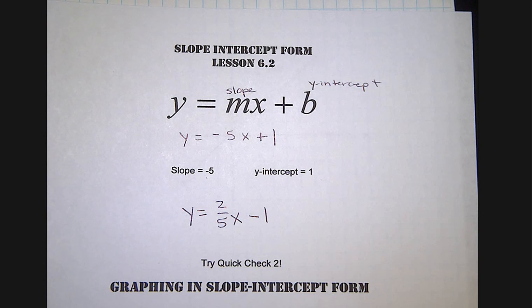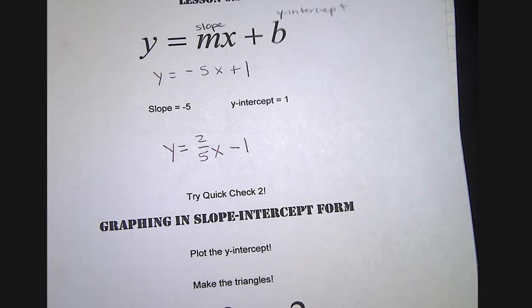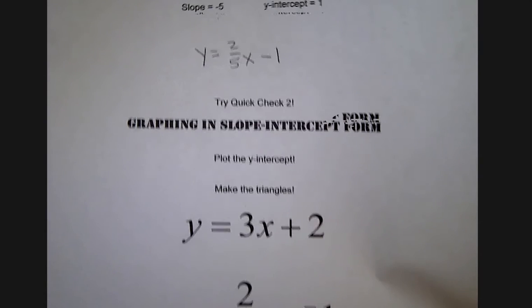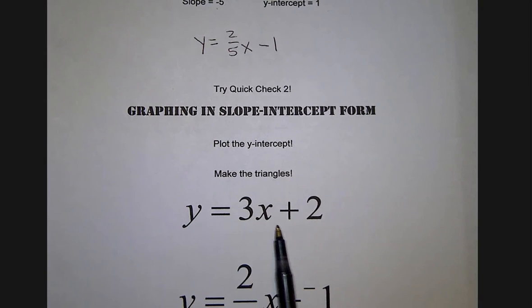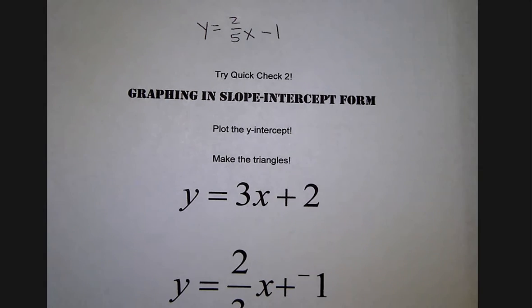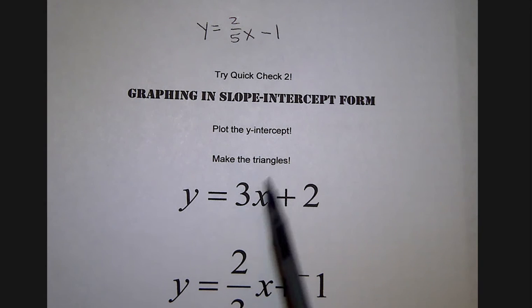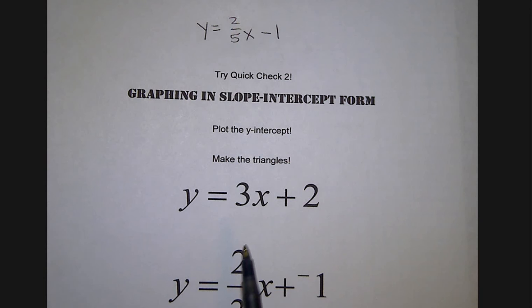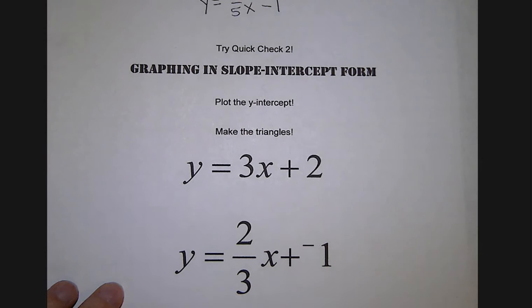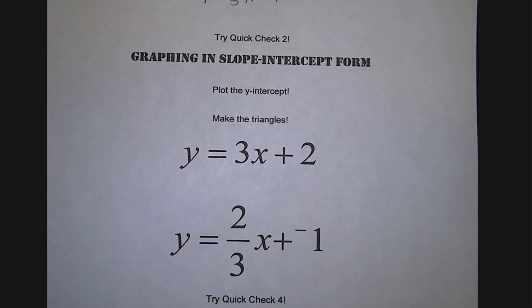Okay, so graphing in slope-intercept form. When you graph linear equations, you could just get some points, and any 2 points will make a straight line. So you really only need to graph 2 points when you're graphing a linear relationship. But we're going to talk about a shortcut for graphing anything in slope-intercept form: plot the y-intercept, make your triangles, and connect. We're going to graph this first one, y equals 3x plus 2. If you don't have graph paper, pause and go get some graph paper. Just follow along as I do this. You will need to graph one when we do quick check 4.